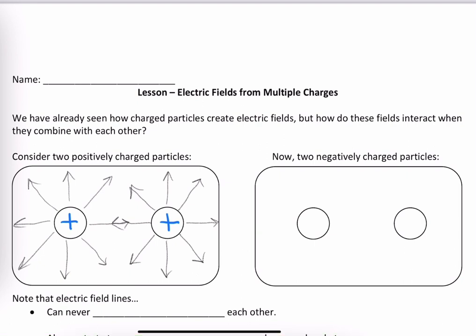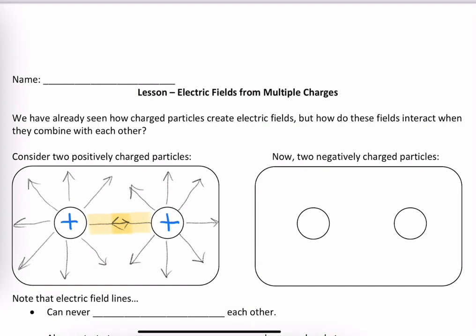Now, what we need to know is that electric fields, just like other vectors, will combine together. They'll add together as vectors. For example, right here in the middle, I have one electric field that's going to the right and one electric field that's going to the left. And right in the middle where they sort of overlap, they will basically cancel each other out completely, and there will be no electric field there.